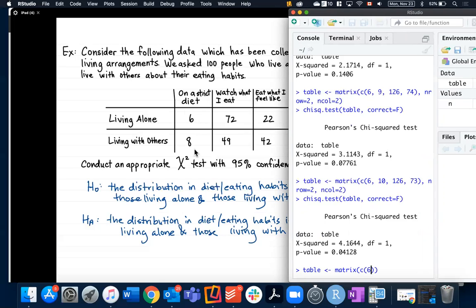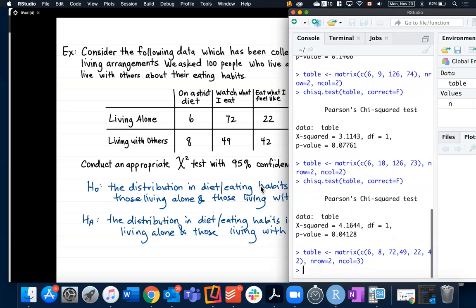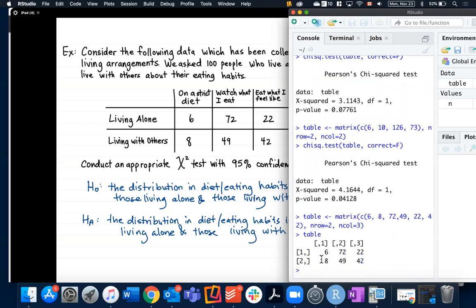So I'm going to say 6, 8, 72, 49, oops, 49, 22, 42. Okay, so there's the numbers entered in the table. Then we have to tell it the number of rows is 2 and the number of columns is 3. And if I enter that in, now I've got my data entered in as table. If you wanted to see the table, you just type table and then enter, and you can see that you've entered the data in properly.